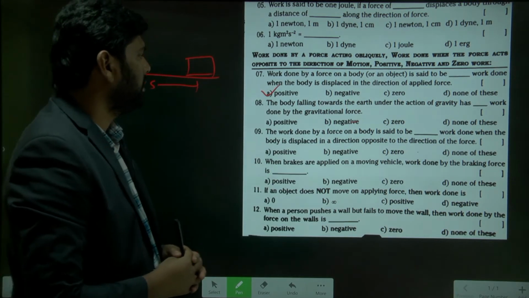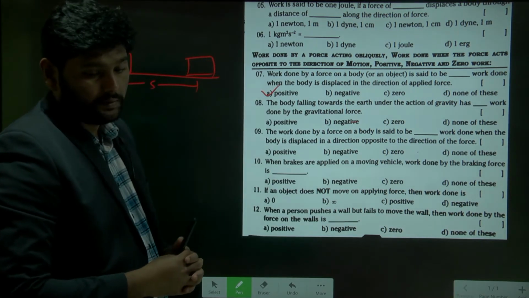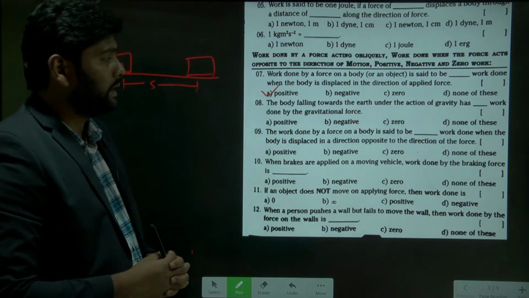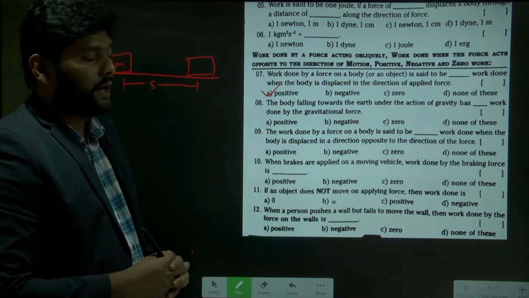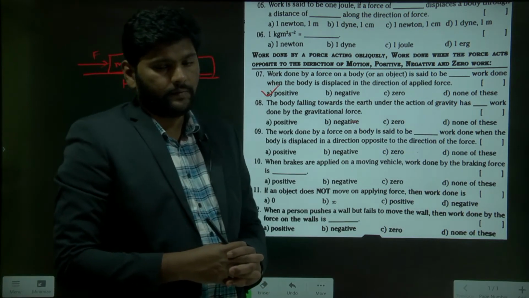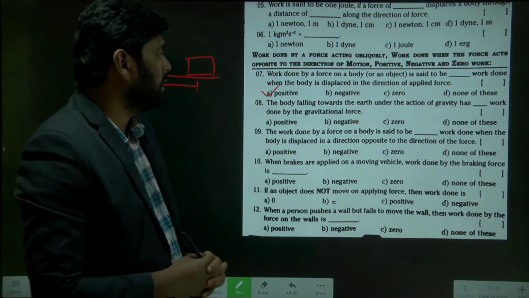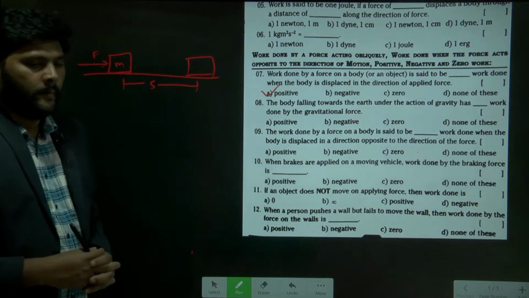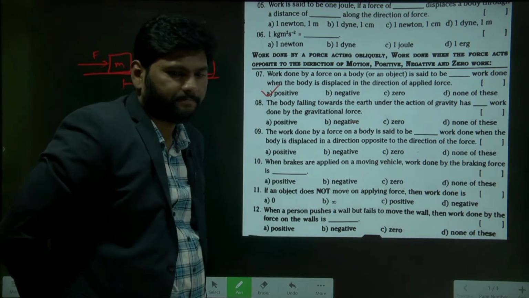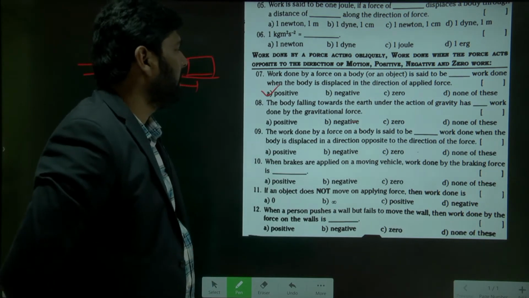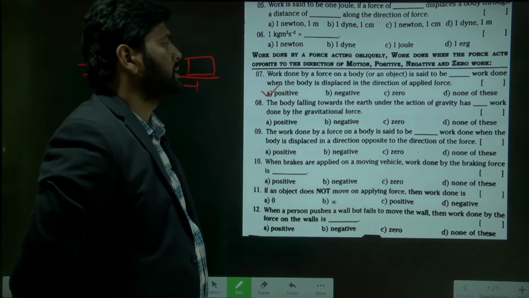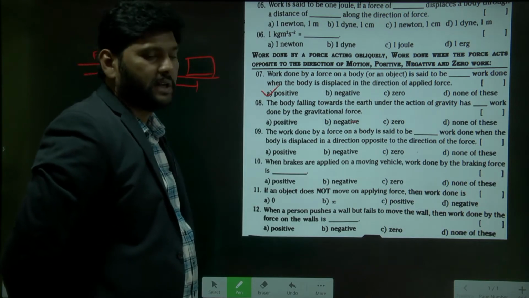Similar way, next question. The body falling towards the earth under the action of gravity has dash work done by the gravitational force. Positive or zero or negative or anything. Which one is the correct answer?